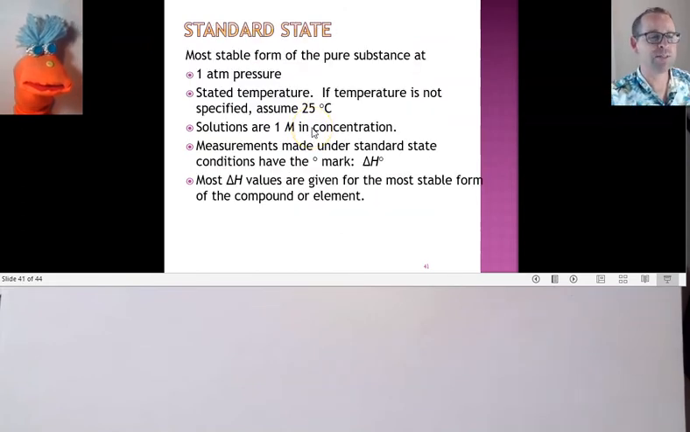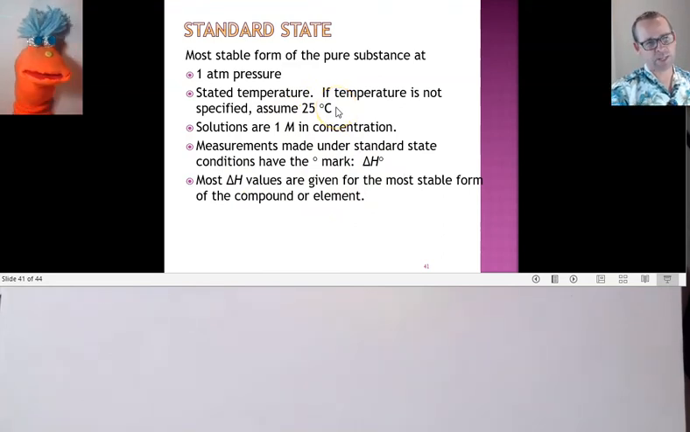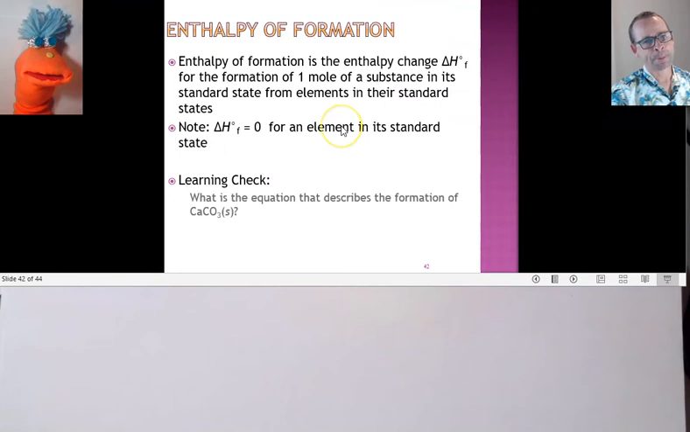So we have what's called the standard state. And when we're at standard state, that's at room temperature and pressure. Then we just put a little knot there, or a little circle, which we call delta H naught. All right? And that means at room temperature, 25 degrees Celsius, 1 atmosphere of pressure. Okay, those are called standard conditions.